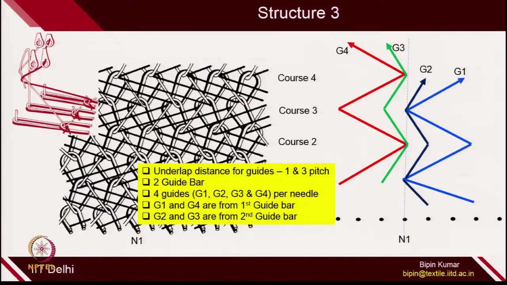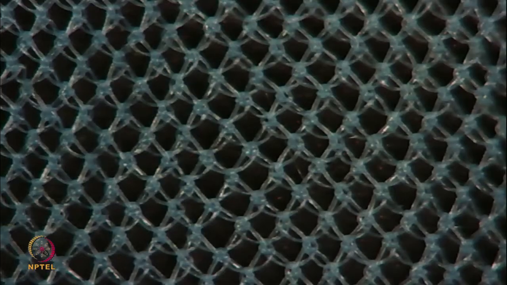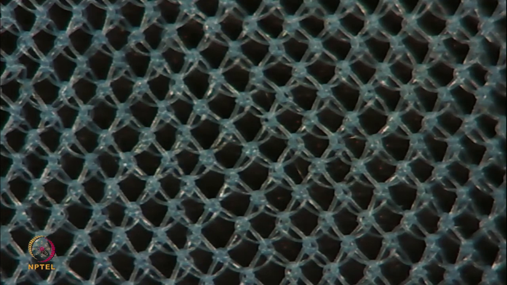Okay. So, this is how you can identify a double bar fabric, where 2 loops will be formed and 2 guides will be interacting with each needle. I have one double bar fabric which you can analyze. This is a double bar structure which you can see here. You can clearly see the loop is tilted, but there are actually 2 yarns provided to each needle.